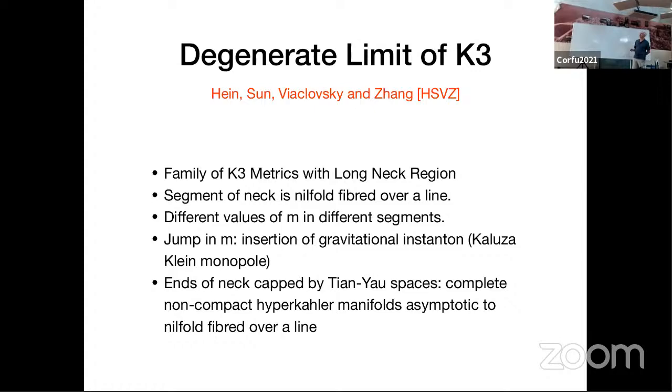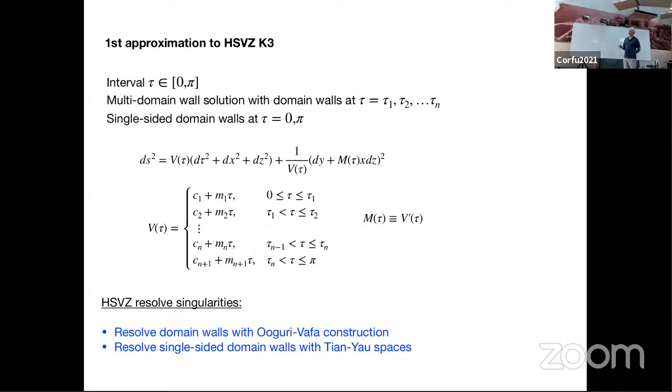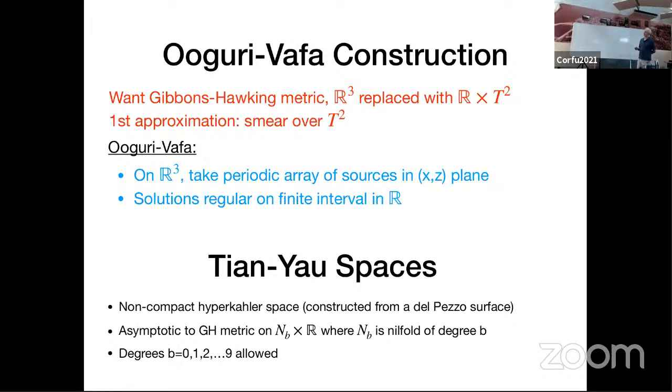So the first approximation is the supergravity solution we've been talking about with these domain walls. And the mathematicians resolve these singularities. They resolve the singularities at the domain walls at these points tau_i with an Ooguri-Vafa construction. And they remove the single-sided domain walls, which are also singular, by gluing in Tian-Yau spaces. So what does this mean? So the Ooguri-Vafa construction is constructing a Gibbons-Hawking metric on R cross a transverse space, which is R cross T2 instead of R3.